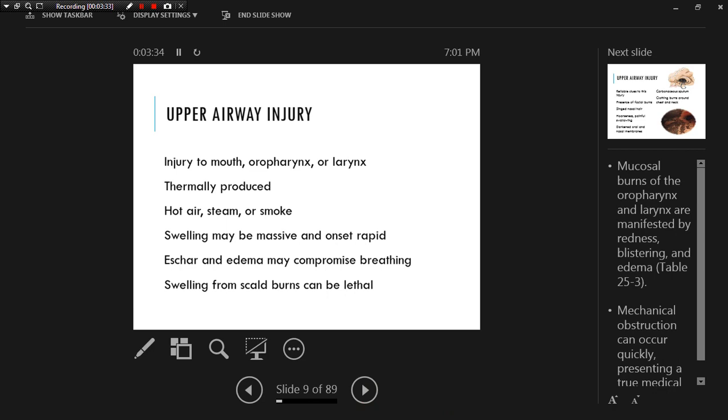So upper airway injuries with burns can occur to the mouth, the oropharynx, and the larynx. It can be caused by hot air, steam, or smoke. So the swelling can be massive and can be rapid in onset. So the edema, the swelling, and the eschar, the necrotic tissue that can form with these injuries, may compromise breathing or airway.